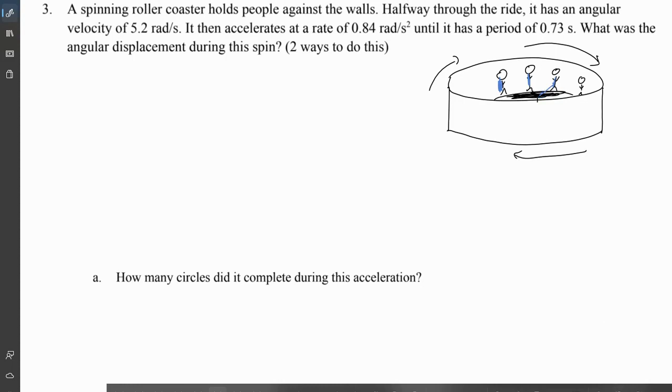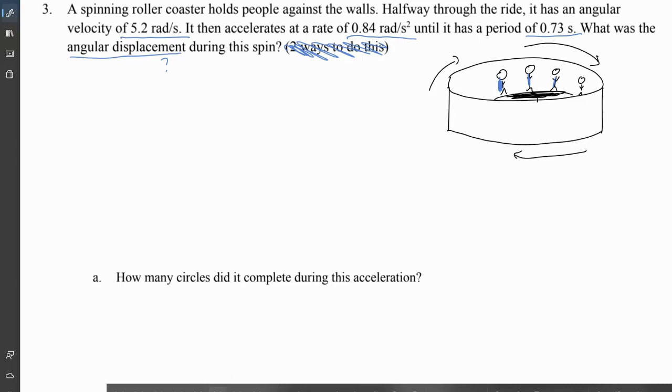But let's take a look at this now. Halfway through the ride, it has an angular velocity of 5.2 radians per second. It then accelerates at a rate of 0.84 radians per second squared until it has a period of 0.73 seconds. What was the angular displacement during this spin? There are 2 ways to do this; we'll only look at one.